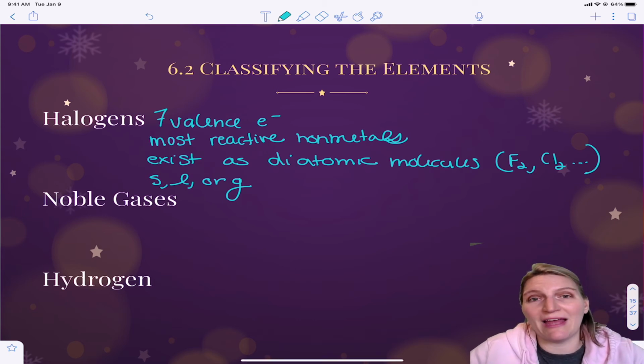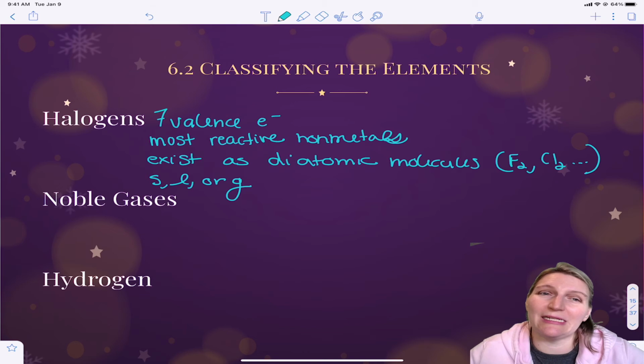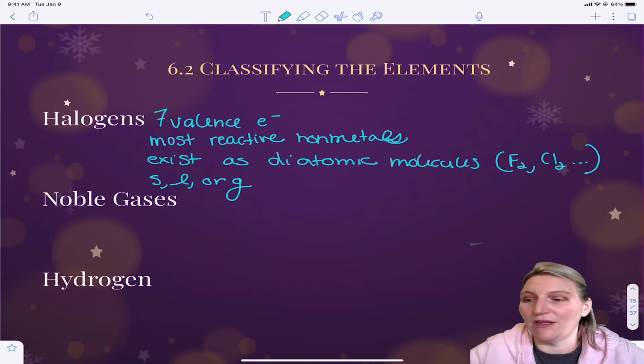And the other piece of that is that they can be any states of matter. So iodine is a solid at room temperature, bromine is a liquid at room temperature, where chlorine and fluorine are gases at room temperature. So unlike all the metals that are always solid at room temperature, with the exception of mercury, the halogens have all 3 different states of matter in them.